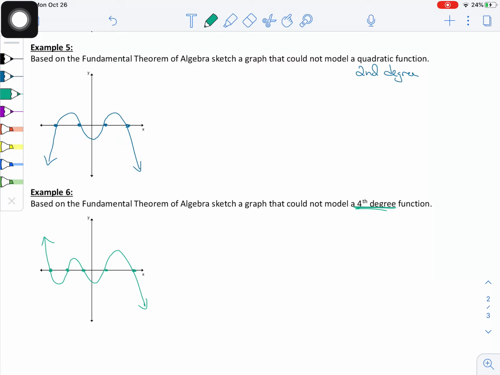All right, please let me know if you have any questions or concerns about the fundamental theorem of algebra and how to get some of these examples that could work and things that can't work.